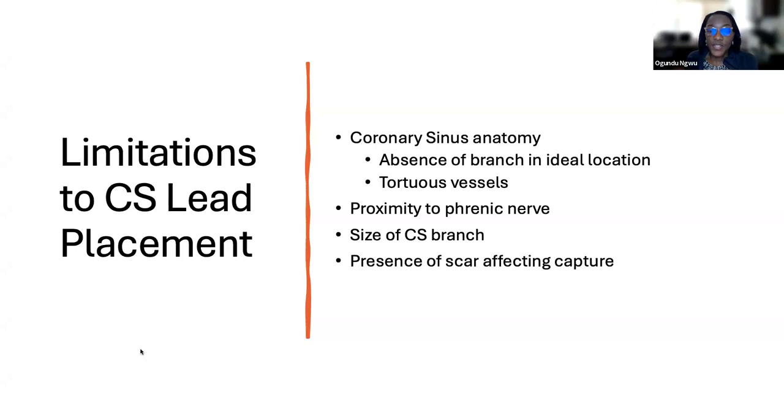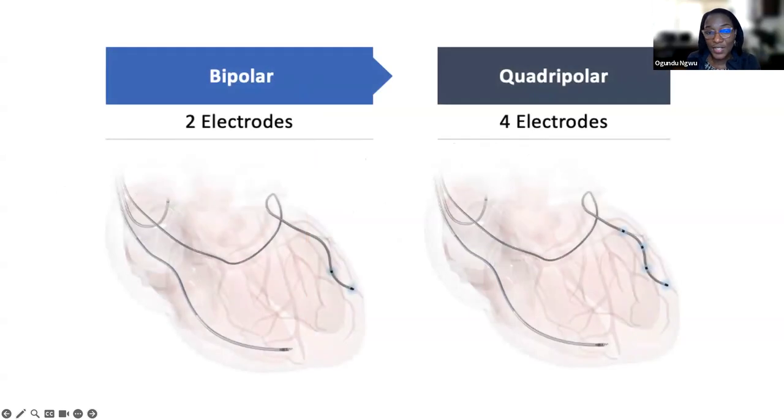So we also have a few limitations to CS lead placement, and this would include just a difficult coronary sinus. Sometimes you have a Thebesian vein, which is like a valve that makes it difficult to access the CS. You may have tortuous blood vessels. You may have a nice branch, and then once you're in the branch, you notice that it has diaphragmatic pacing, which of course is something that patients cannot live with. Also, you may get into the CS and see that the vessels are very small, and it's not unusual that you have a nice, beautiful branch and there's no capture along the whole vessel because you're sitting essentially on a scar. So these are some of the limitations that we deal with.